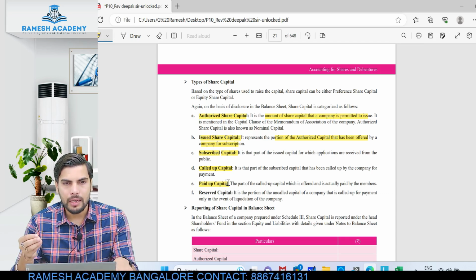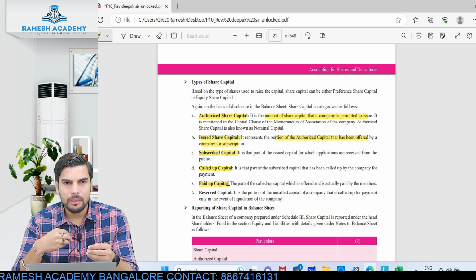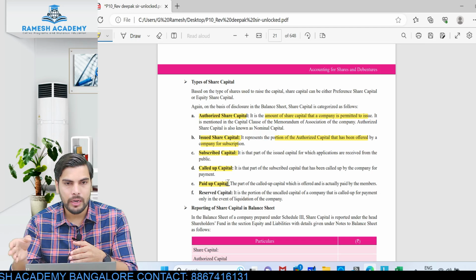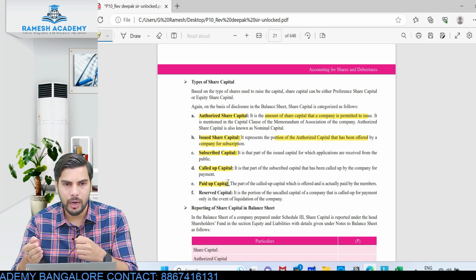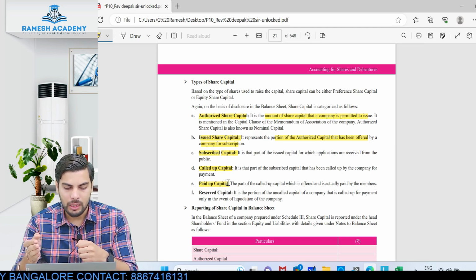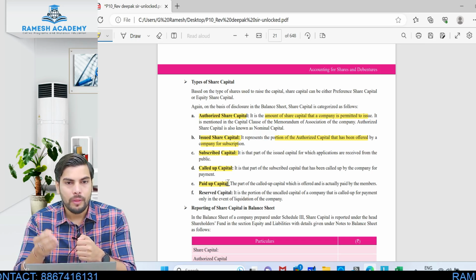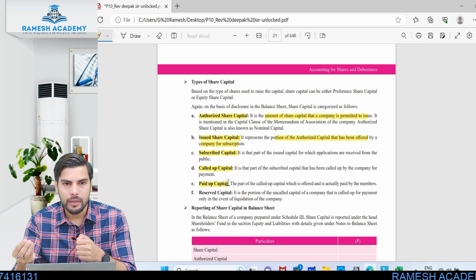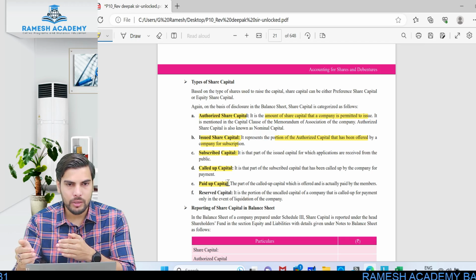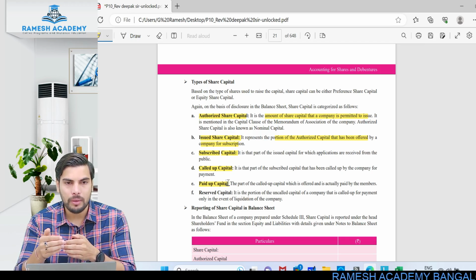Application, initially only the company will be receiving. But when it comes to allotment and call money, the company will be making a reminder to each and every shareholder that this is the amount which is due from you. Kindly make the payment within so and so date. So this particular thing will be called as what? It will be called as called up capital. So company making a reminder to the shareholders, that is called up capital.